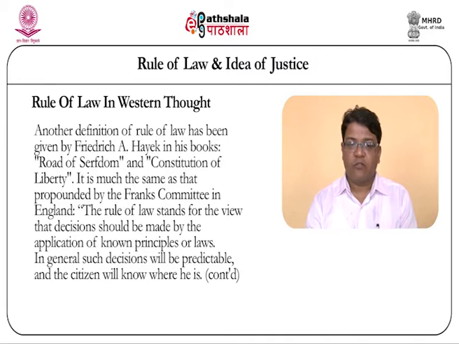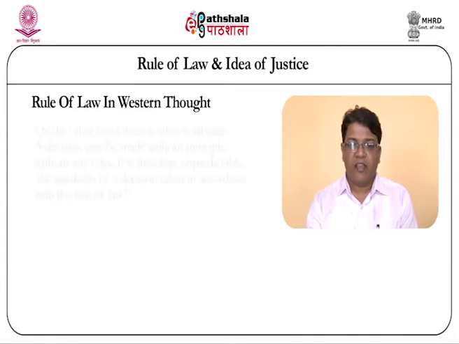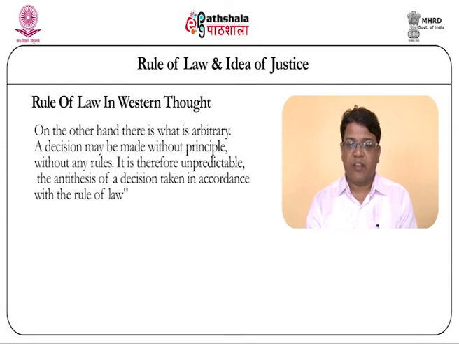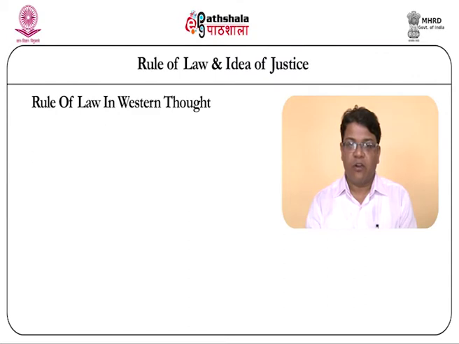Another definition of rule of law has been given by Friedrich A. Hayek in his books, The Road to Serfdom and The Constitution of Liberty. It is much the same as that propounded by Franks' committee in England. What he says, quote, the rule of law stands for the view that decisions should be made by the application of known principles or laws. In general, such decisions will be predictable and the citizen will know where he is. On the other hand, there is what is arbitrary. A decision may be made without principle, without any rules. It is therefore unpredictable, the antithesis of a decision taken in accordance with the rule of law.